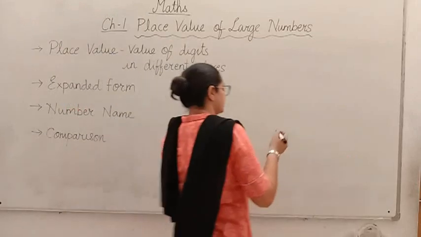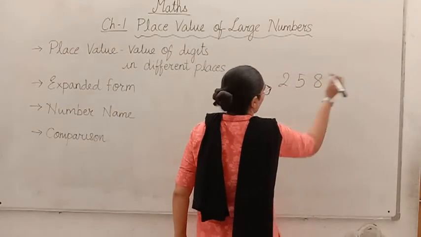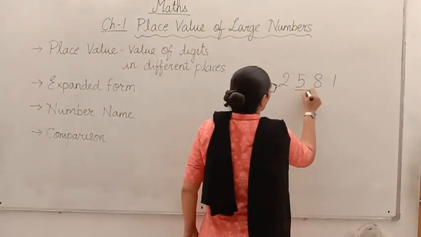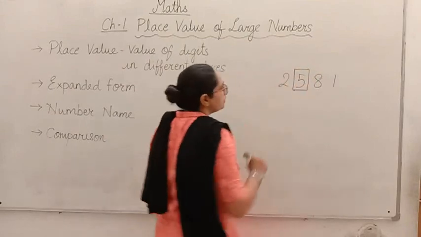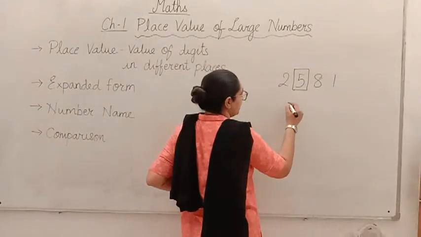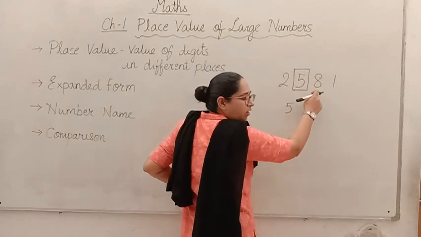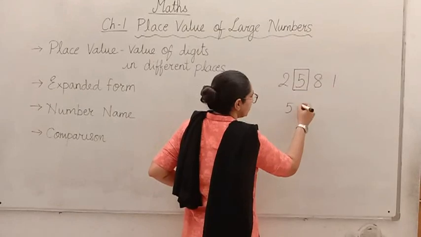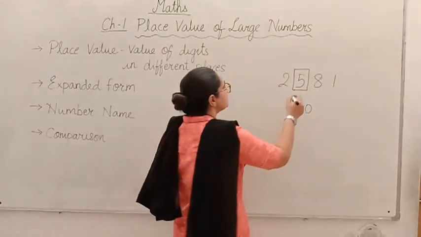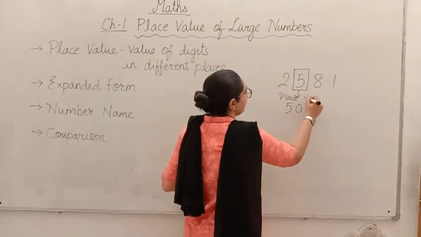Okay. Let's consider a number, 2581. If I ask you the place value of the digit 5, how do you do that? You just simply write the number 5. After that, how many digits follow? 1, 2. So just put 2 zeros. This becomes the place value of this digit 5.